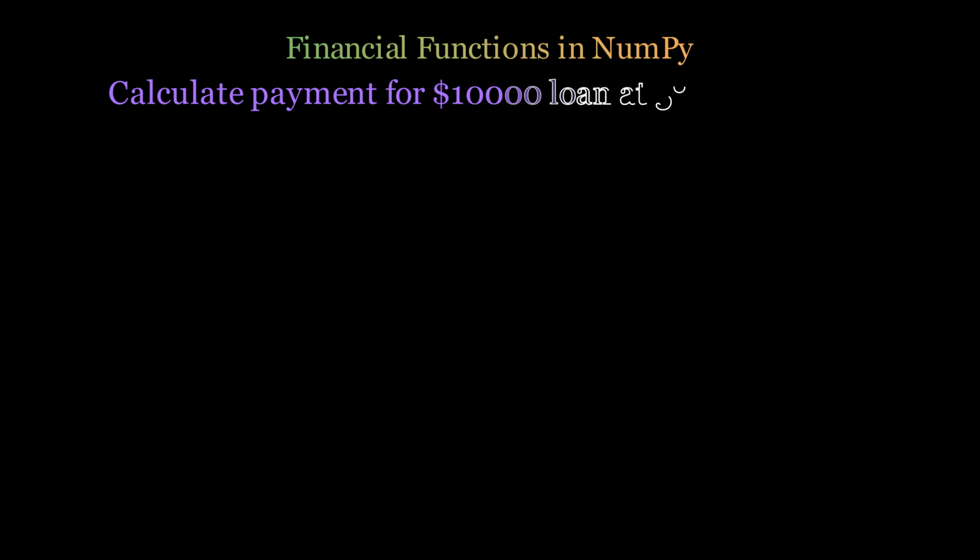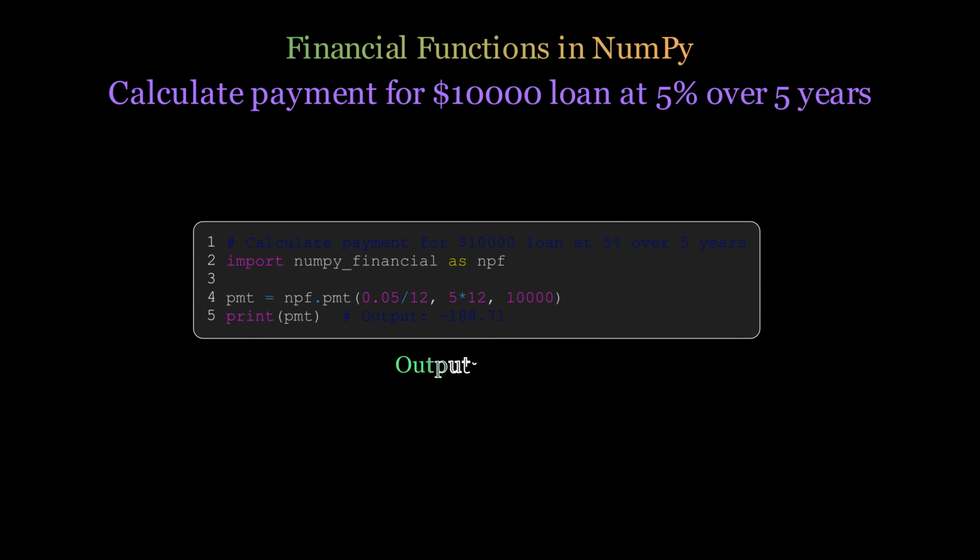The pmt function calculates loan payments. Notice we convert annual rate to monthly, 5%/12, and years to months, 5*12. The negative result means this is money you pay out each month. $188.71 monthly pays off $10,000 in 5 years at 5% APR.